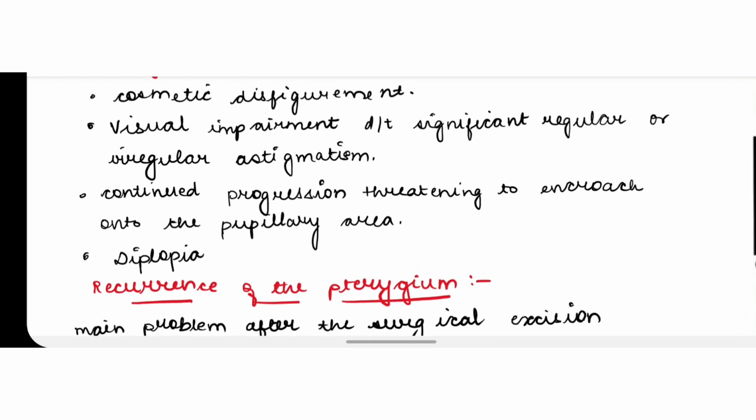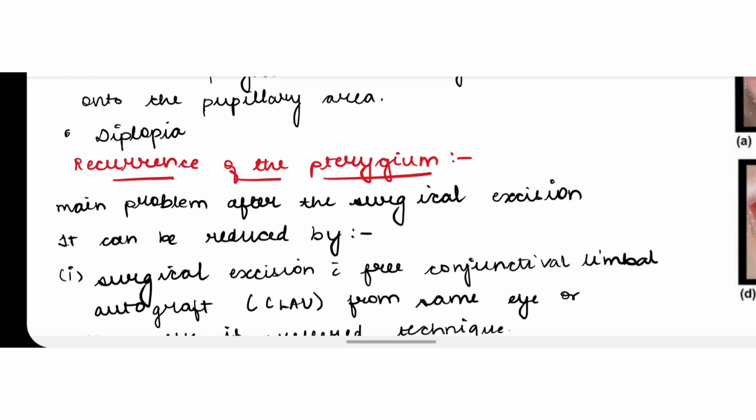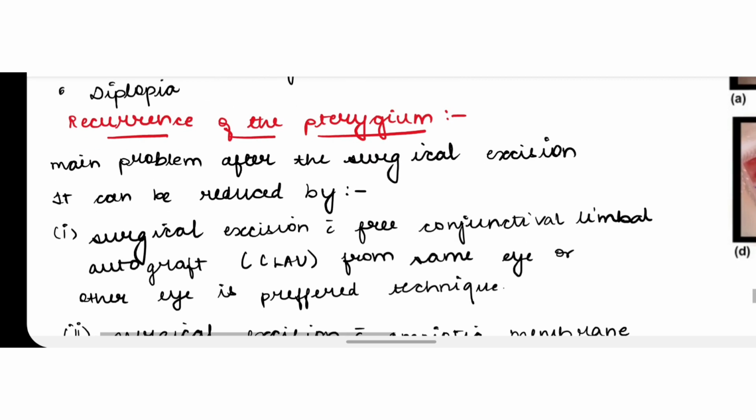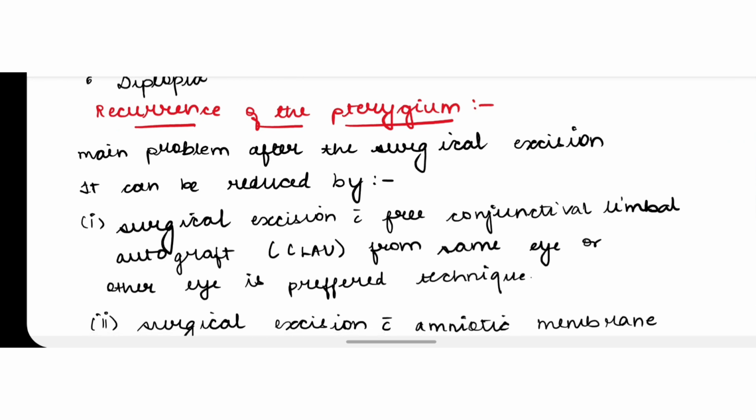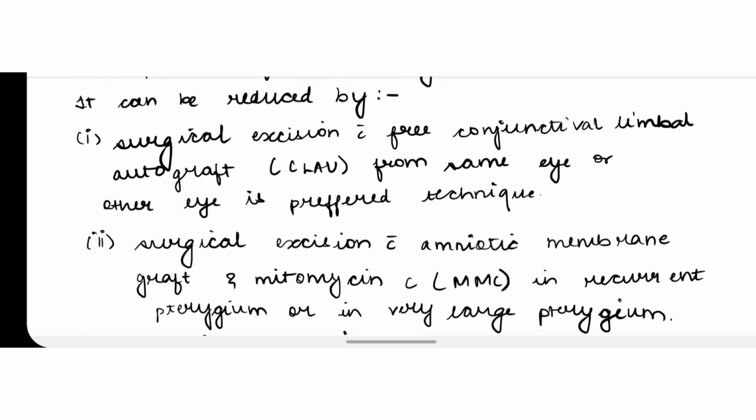Now the main problem of the pterygium, even after the surgical excision, is that it recurs in about 30 to 35% of the patients, and it may cause the problem again and again. So to correct this problem, what can be done during the surgery? First of all, after excising the pterygium, we can cover that area with a free conjunctival limbal autograft. Now what is autograft? Autograft is any graft which is taken from the patient's body only. So the free conjunctival limbal autograft can be taken from the same eye of the patient or the other eye, and it is the best technique and mostly preferred by the surgeons.